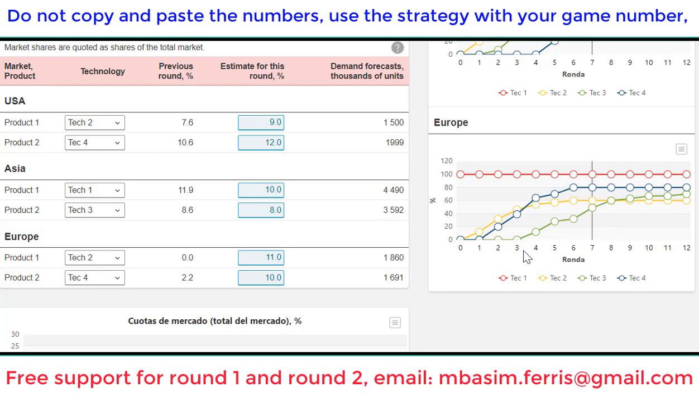And in the Asian market, and in the Europe market, you see that Tech 1 is on the top and the second is Tech 2, but after round 4 Tech 4 is going up very fast. So we can focus on production of Tech 4 from round 4. So you need to invest in that in round 3.